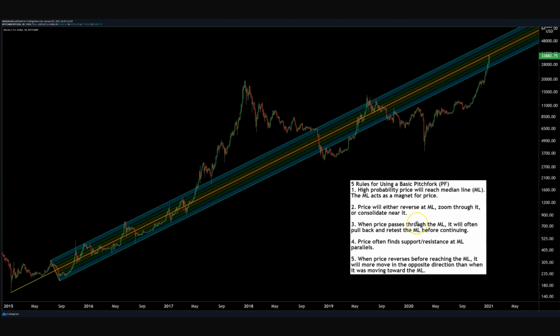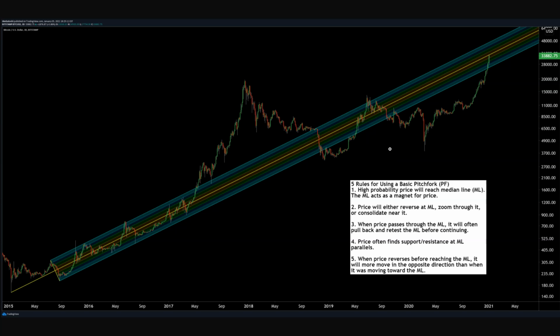Number two: price will either reverse at the ML, zoom through it, or consolidate near it, which honestly on paper says nothing because it means it'll go up or down or nothing, right? Sideways. But the point is here that the median line is a focal point for everything in the trend because it is the expected rate of change. So you'll see just on this example, tons of wicks, tons of examples that'll just go to the other edge of the pitchfork, tons of examples where it'll consolidate at that level before breaking up or breaking down. And here's a massive example that it just goes right through, right?